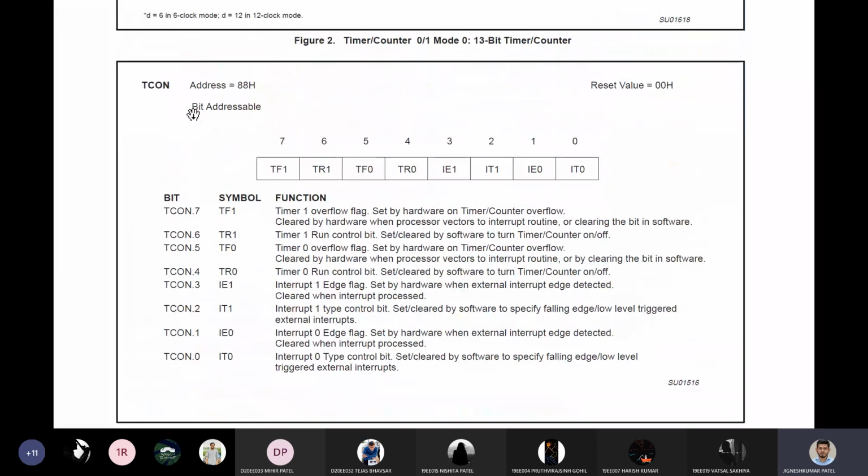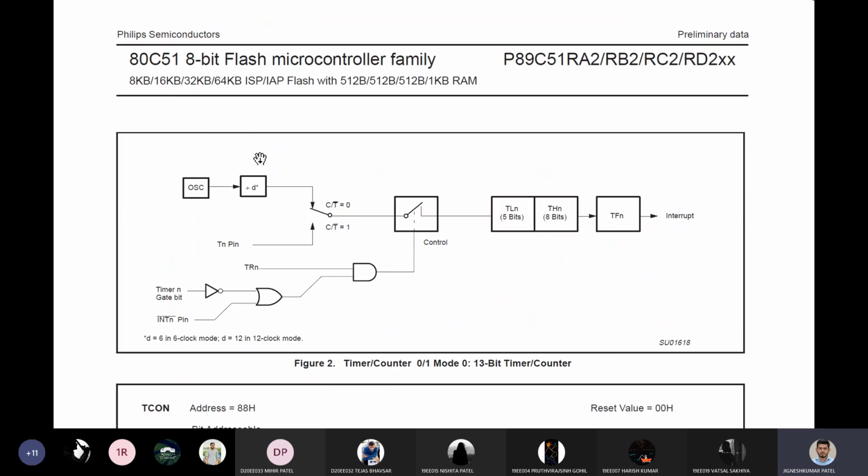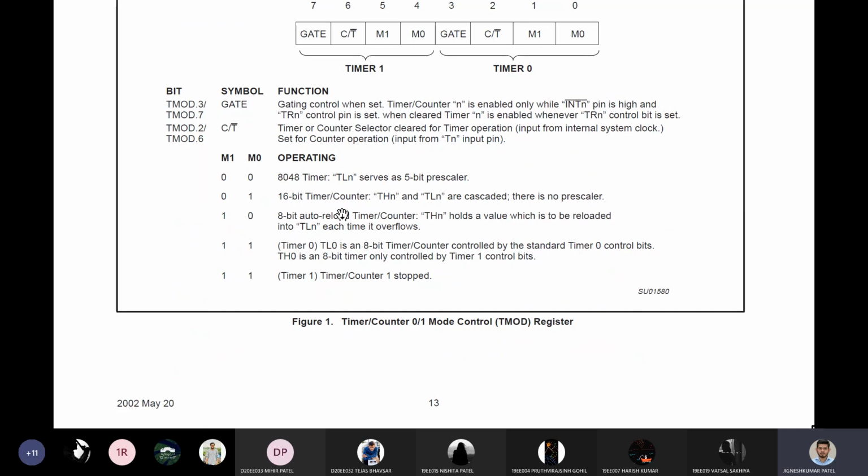The timer control bits are in this register: TF0, TR0, TR1 and TF1. If I want my timer 0 to run, I have to write 1 at this place. In the same way, if I want my timer 1 to run, I have to write 1 over here. Then if I want to check whether a timer overflow has occurred for timer 0, I have to check this TF0. That's part of TCON.